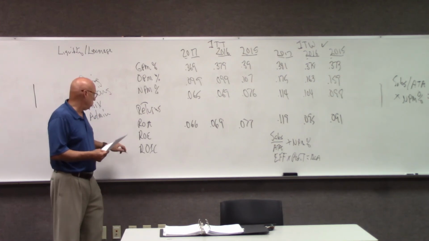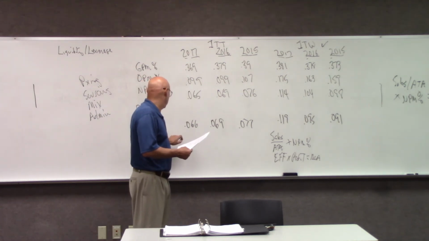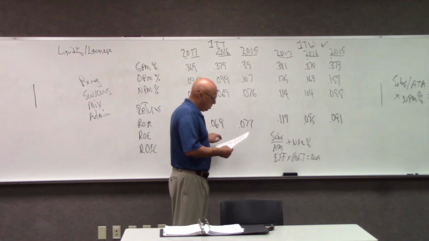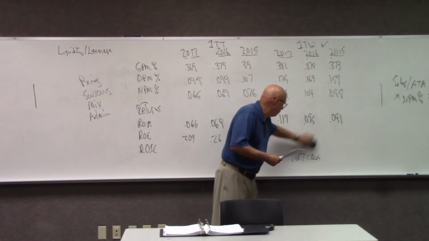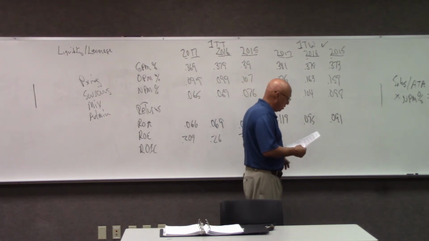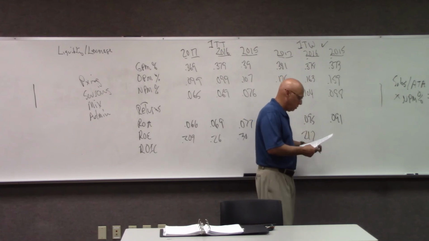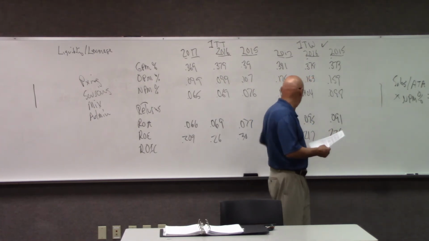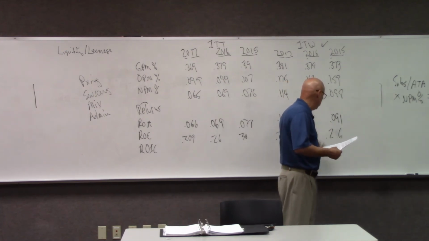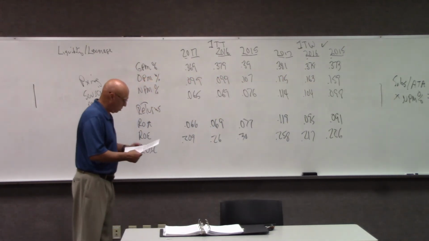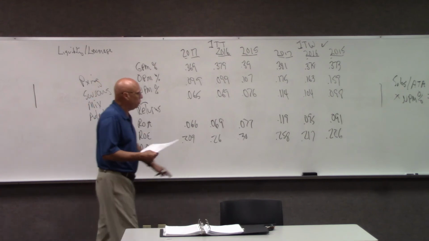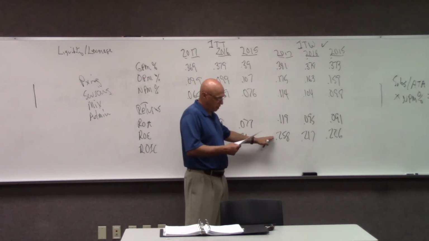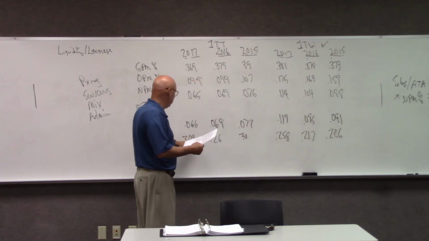Okay, so return on equity, 0.209, 0.26, and 0.30. And 0.258, 0.217, and 0.226. Oh, 226. Okay, so let's see. Yeah, that's impressive. So their return on equity, at least in this last year, was better. Previous years, these guys were better.